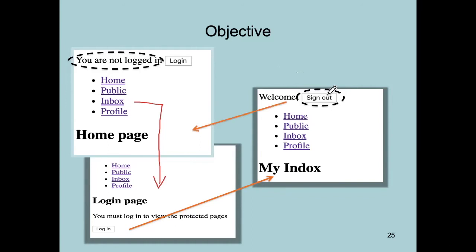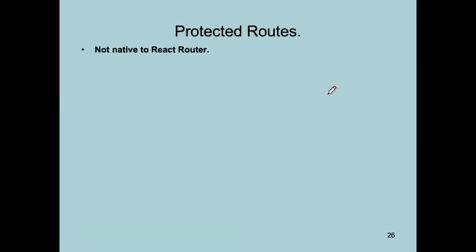The idea of knowing whether somebody is logged in or not might be something that multiple pages in my app need to know about. And hint, hint, maybe we're going to need to use a context to store whether there is somebody logged in or not, and perhaps store their username so that their username could appear at the top of every page.